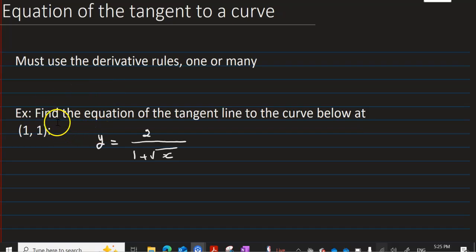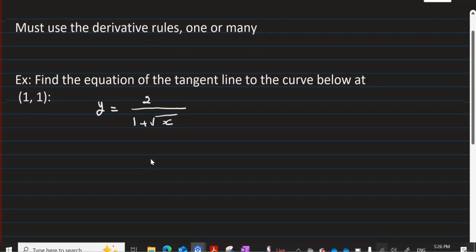So we have this function, a curve, y equals 2 over 1 plus root x. We want to know the equation of the tangent line to the curve at the point of tangency (1, 1). Okay, so that's what we need to do, and let's go ahead and do that.